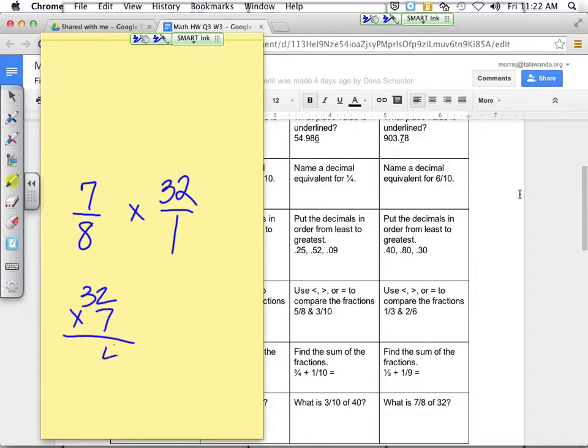7 times 2 is 14. Carry the 1. 7 times 3 is 21 plus 1 is 22. So I know I have 224 over 8. How many of you got that? If you got that answer, you need to reduce it still. So what we're saying is, how many 8s will go into 224 without going over? I don't know, let's see. So I'm going to divide 224 by 8.